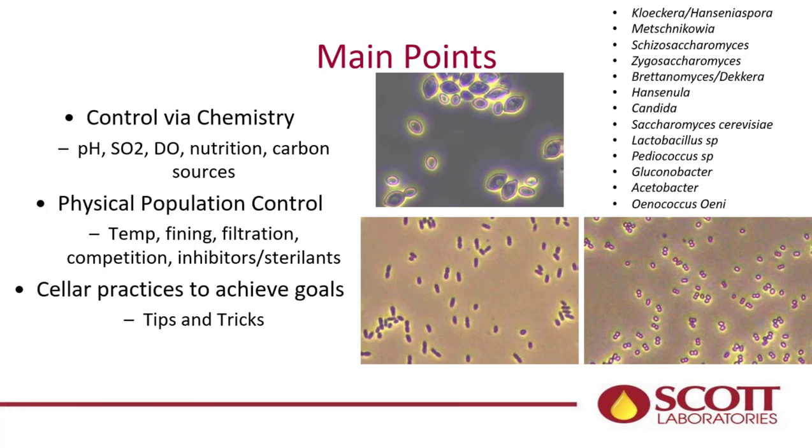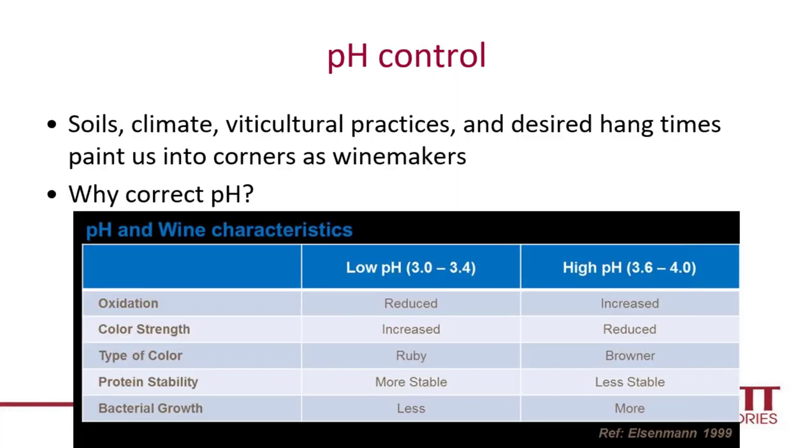But for right now, we're going to focus on general winemaking. And in that list there, you can see some of the major players: the Zygo, Saccharomyces, Brettanomyces, Candida, Acetobacter, Lacto, and Pediococcus are the ones that we're primarily going to look at today, just because they're seemingly the most prevalent.